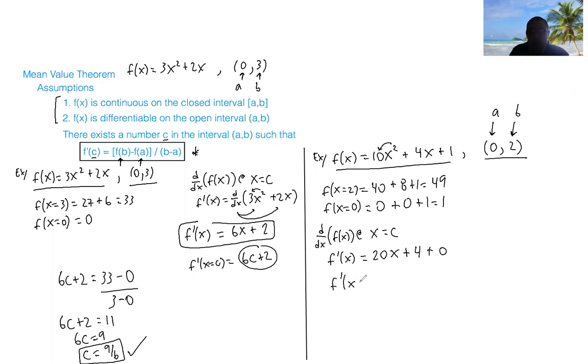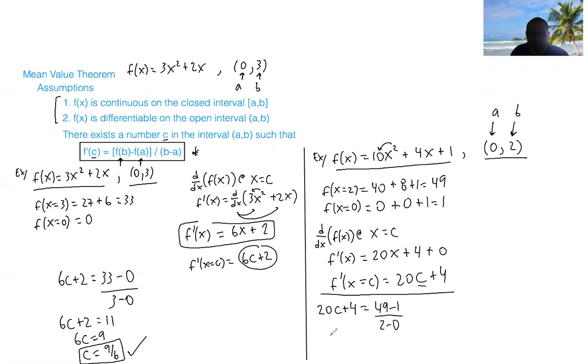So let's evaluate. This is our derivative now. Let's evaluate our derivative at x is equal to c. Wherever you see an x, replace it with a c. 20c plus 4. This is the left-hand side of our equation here. Now let's plug everything in. We're going to plug everything in and solve for c, because that's what we're trying to find. So you have 20c plus 4 is equal to the original function evaluated at b, which is 2, minus the original function evaluated at 0. So you have 49 minus 1 over b minus a, 2 minus 0.